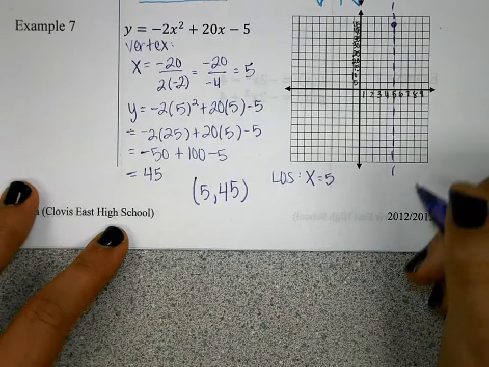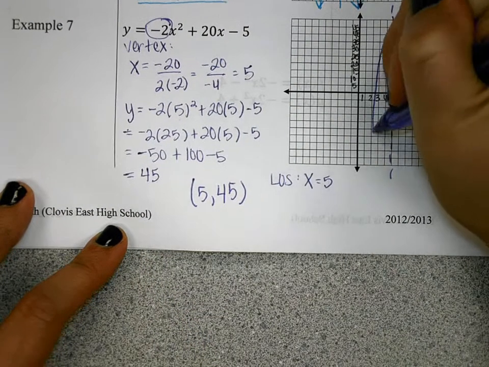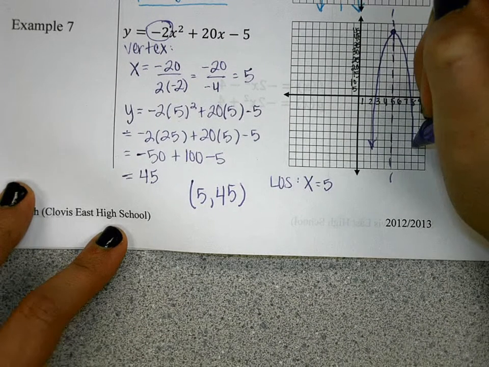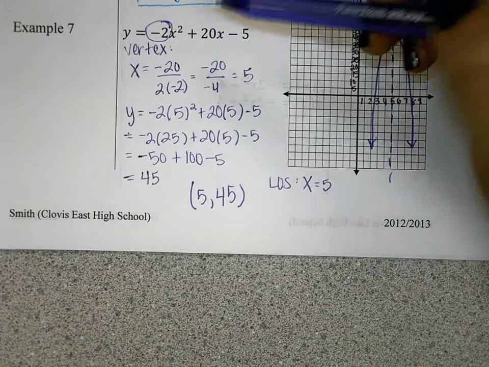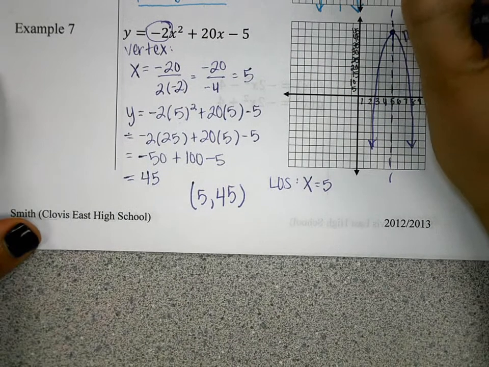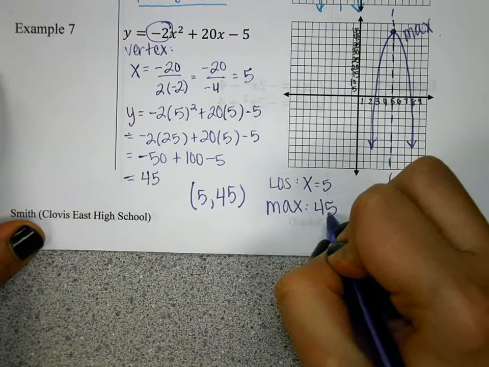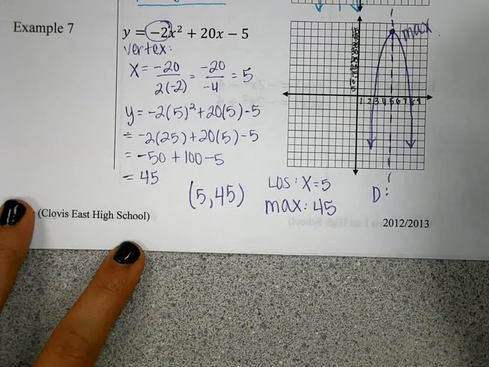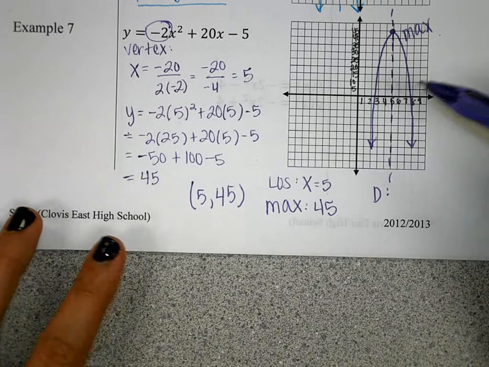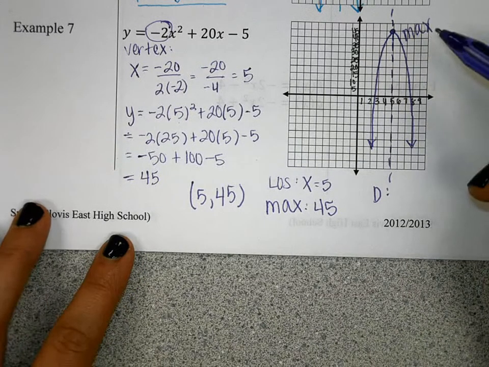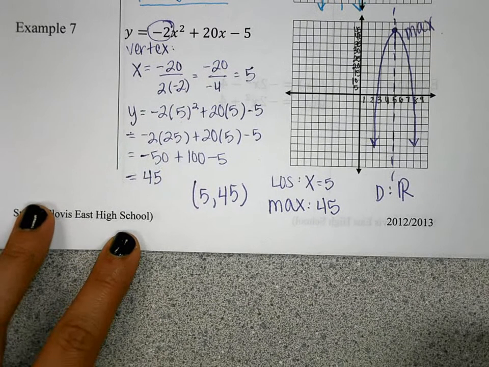And then the a term is negative 2, so it's actually going down, opening down, and it's pretty steep because it's not a fraction. So this has a max at 45. So my domain, I can still plug in any x I want. It just might take a while to get to some of those really large or really, really small x's, but I can plug in any x I want. So my domain is all real numbers.